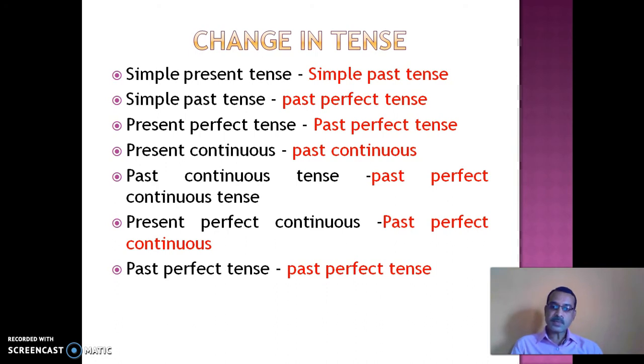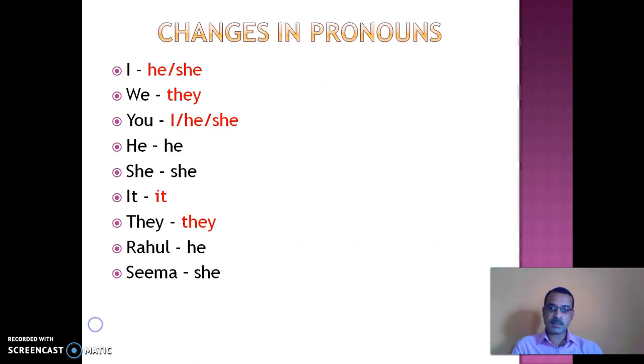As far as the conversion of tenses is concerned, it is very limited, and if we remember the conversion of tenses, it is very simple to solve questions based on direct and indirect speech. So rules are very important, my friends. You need to understand and remember the various rules related to the conversion of direct and indirect speech.